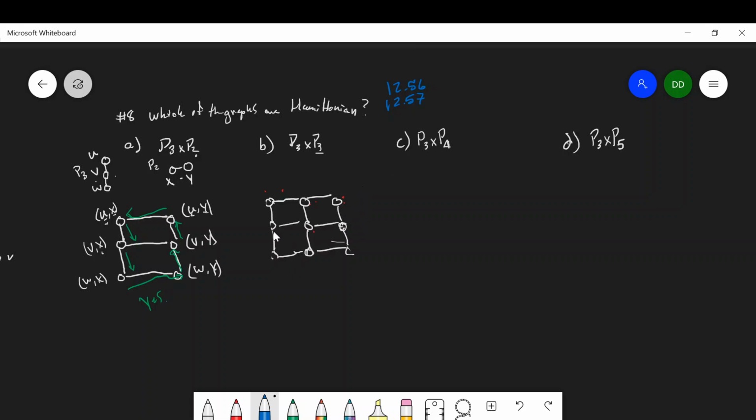So notice if I removed this vertex, this vertex, this vertex, and this vertex, I'll disconnect the graph and it'll be left with a bunch of isolated vertices. 1, 2, 3, 4, 5 isolated vertices. Hence, I removed 4 vertices and ended up with 5 components, and so this one is not Hamiltonian.